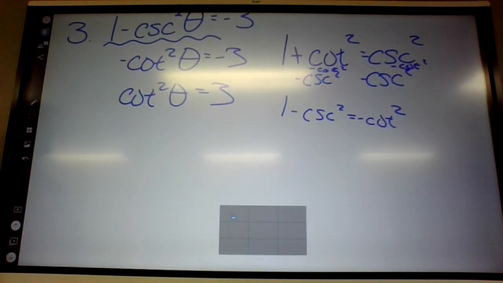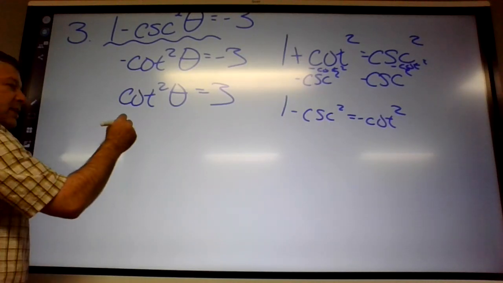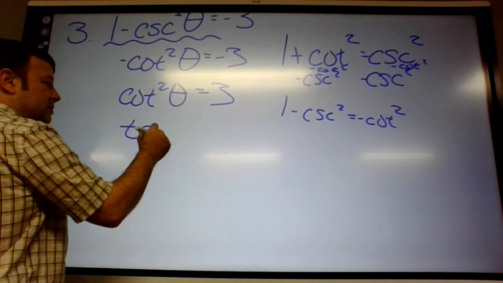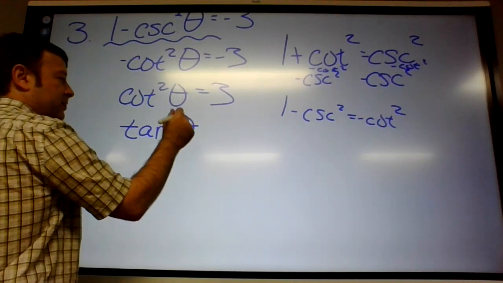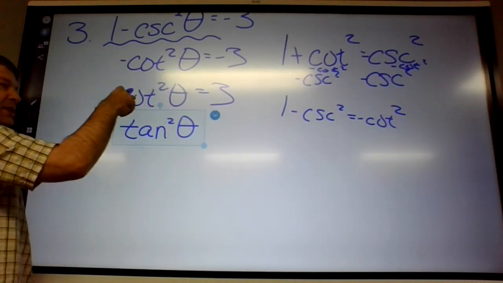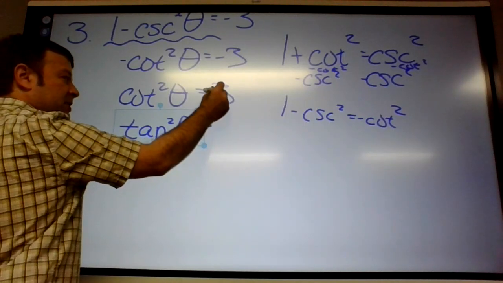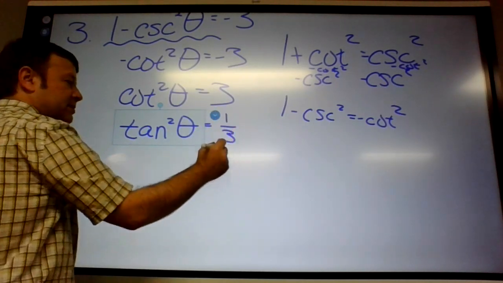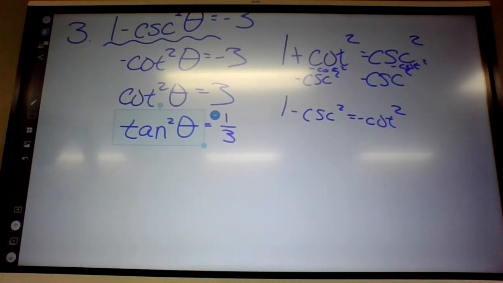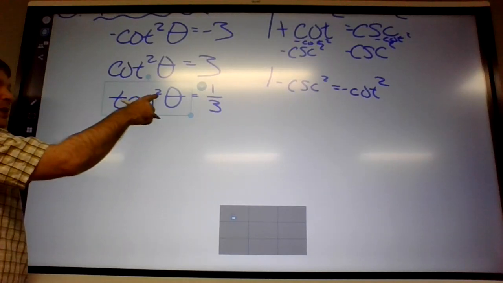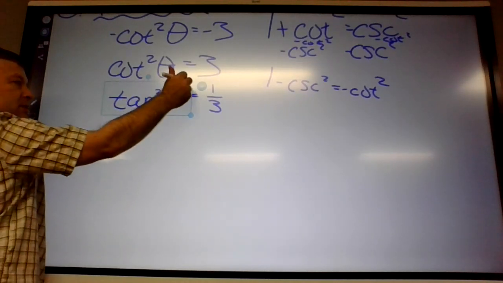Cotangent's not in the calculator. What is in the calculator? Okay, but if we flip, basically what we do when we change it from that to that is we're flipping it upside down. So to keep it equal, we need to flip that upside down. All right. How do I get rid of this square? Square root.